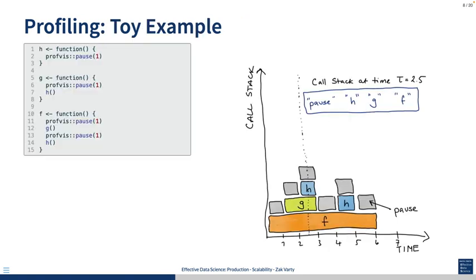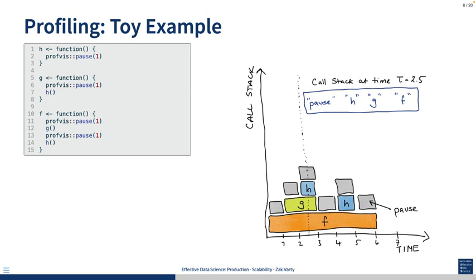We'll start off with a toy example, where we have 3 different functions that are called in a nested manner. We've got a function h that just pauses for a second, a function g which pauses for a second and then calls the function h, and a function f, which pauses for a second, runs the function g, then pauses for another second and runs the function h.